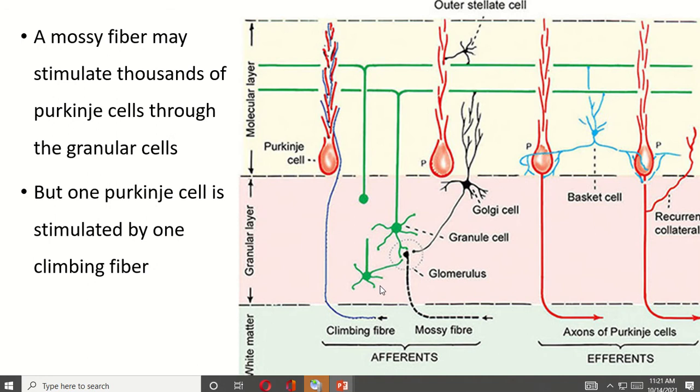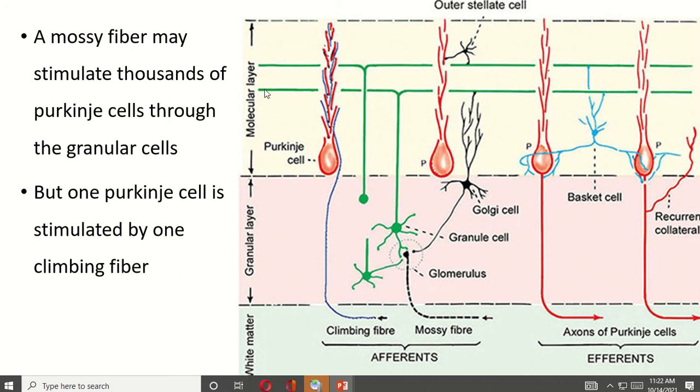The mossy fiber may stimulate thousands of Purkinje cells through the granule cell. You see, this is the mossy fiber. It makes synaptic contact with the dendrites of the granule cell. This is the axon of the granule cell. It makes a horizontal line by its axon, which is at right angles to the dendrites of the Purkinje cell.